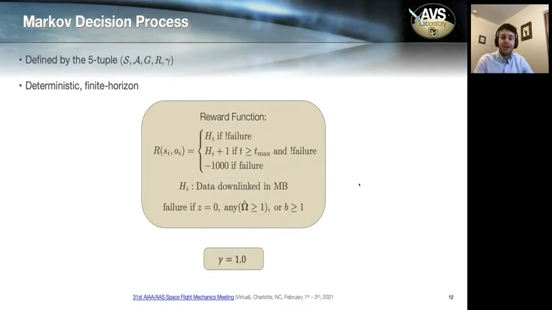Our reward function in general is the amount of data downlinked in megabytes over a planning interval. However, if a resource constraint violation occurs, the environment returns -1,000 reward and the episode terminates. A failure happens if either the battery goes to 0 charge or the data buffer is overflowed with data. We also use a discount factor of 1 because this is a finite horizon problem, so we don't really need the convergence properties offered by discount factors less than 1.